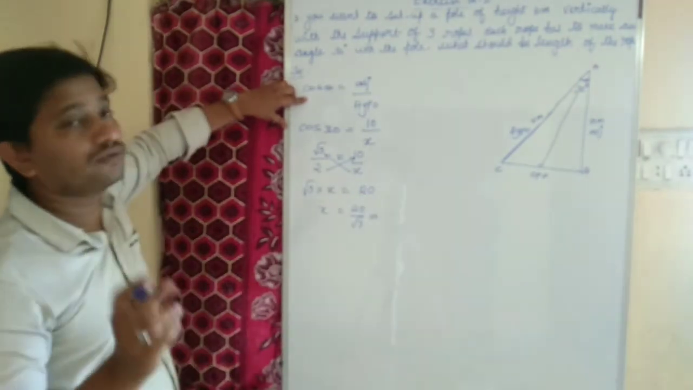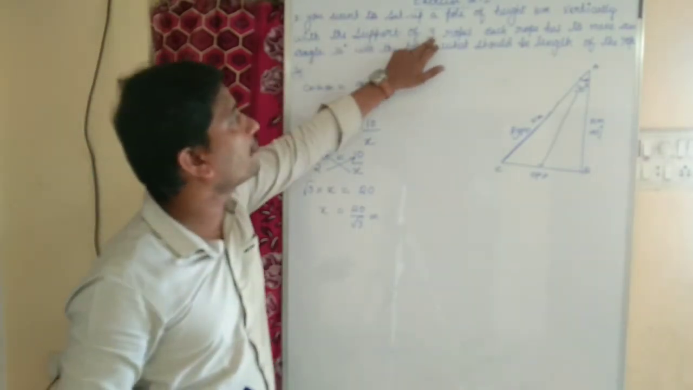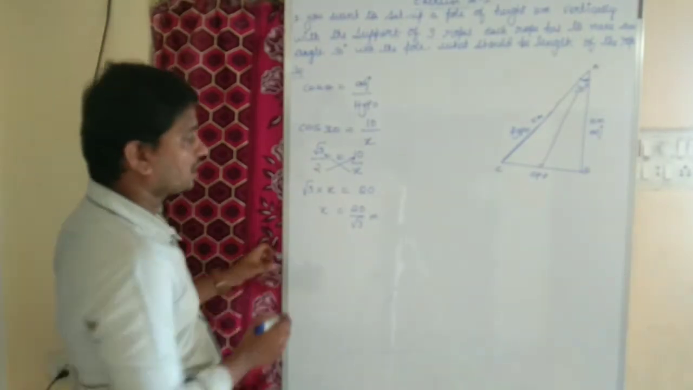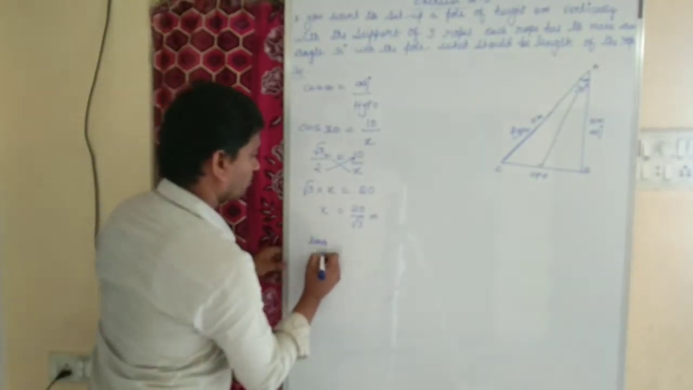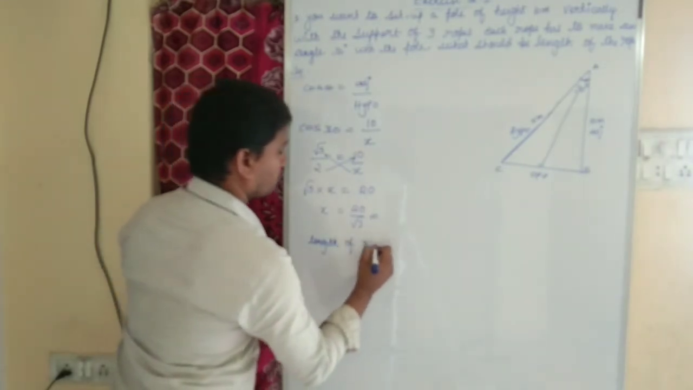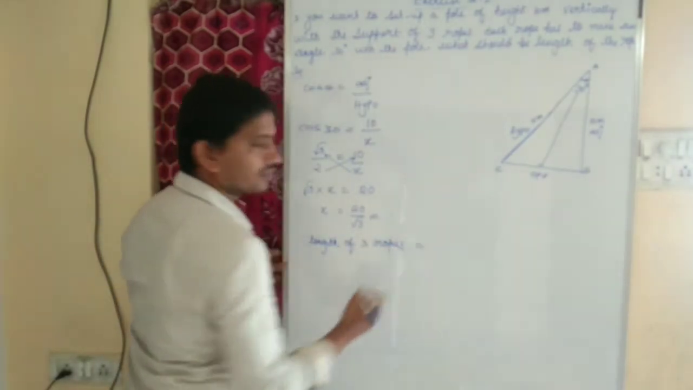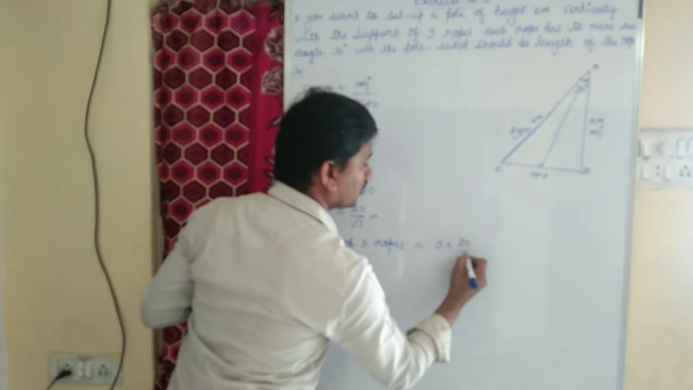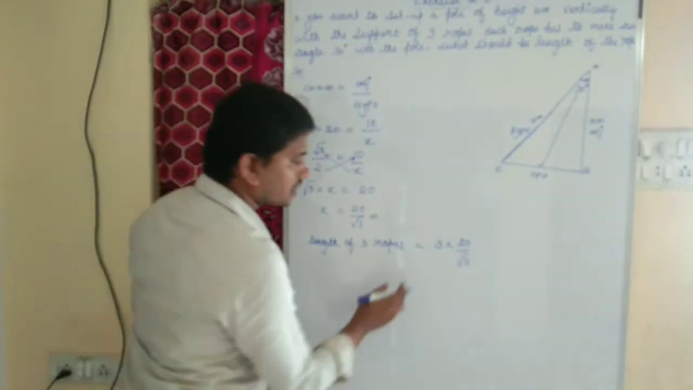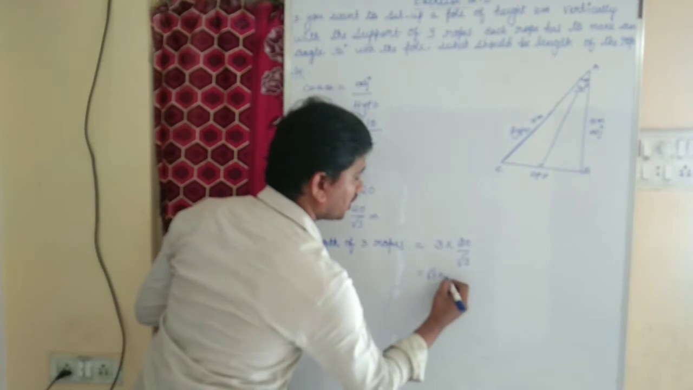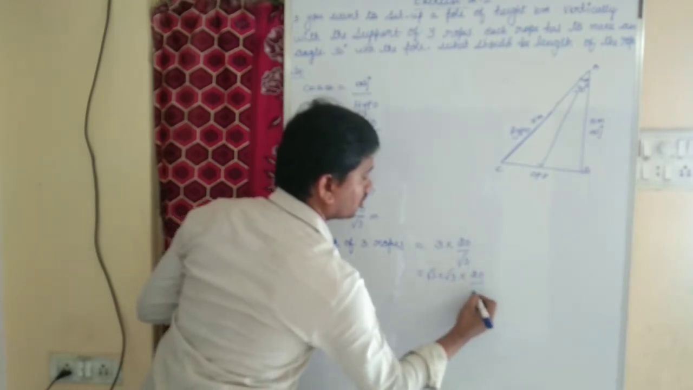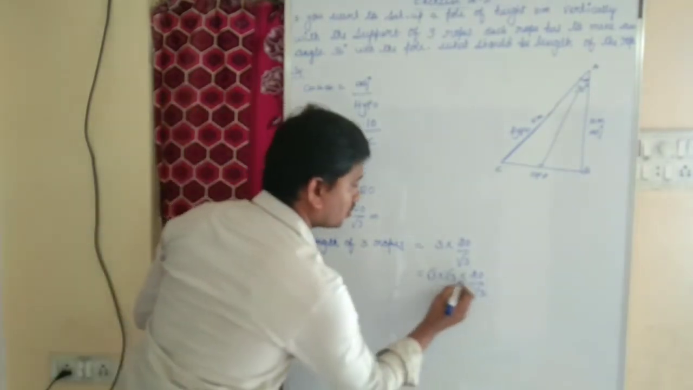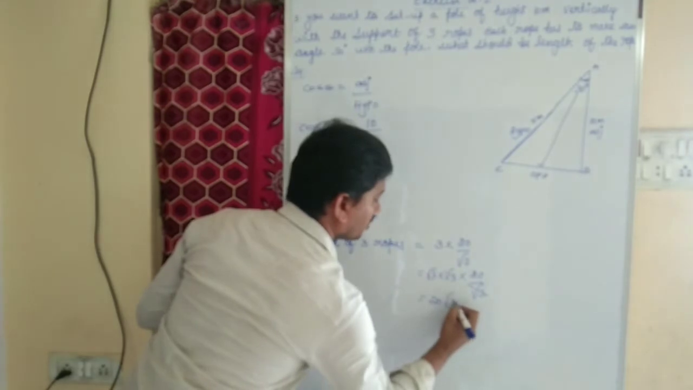But if you observe the question carefully, with the support of how many ropes? 3 ropes. This will be the length of one rope. Therefore, the length of one rope is 20 by root 3 meters. So 3 ropes means 3 into 20 by root 3. As we know, 3 I can write as root 3 into root 3, into 20 by root 3. Root 3 gets cancelled. So it is root 3 into 20, that is 20 root 3 meters.